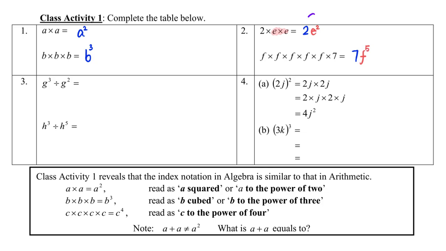And do take note that we will write the number in front of the variables, and this is the coefficient. Let me just erase, okay, so that it's easier to see. And the coefficient must be written in front of the variable.